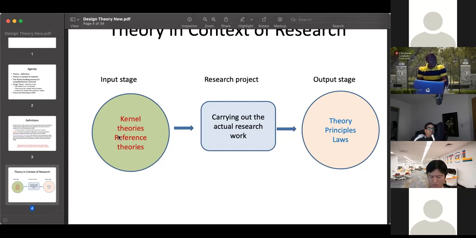There are other theories out there that might inform what you are trying to design. But if you are looking for a kernel theory that will give you step one, step two, step three, step four, and then the final step, you have the artifact, such theories are not in existence. Does that make sense?